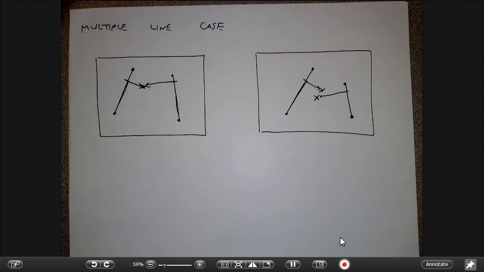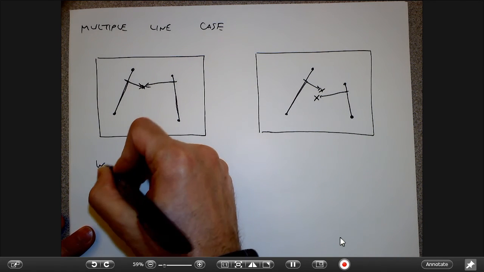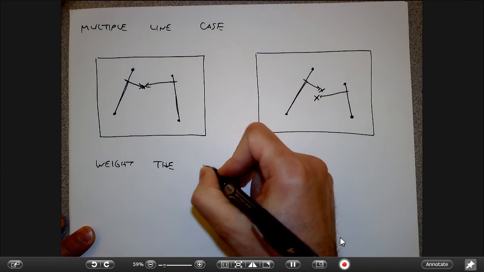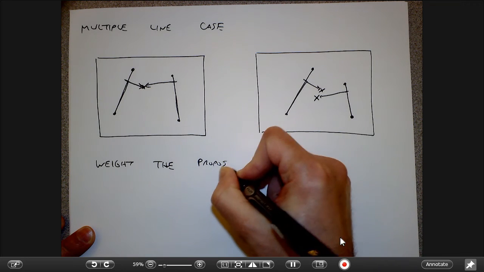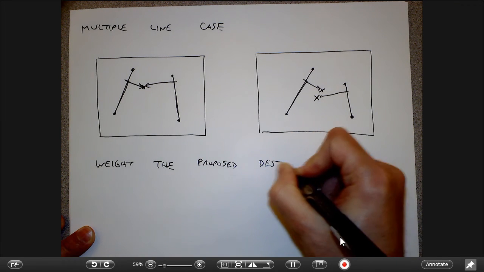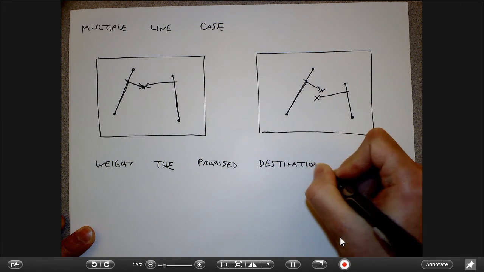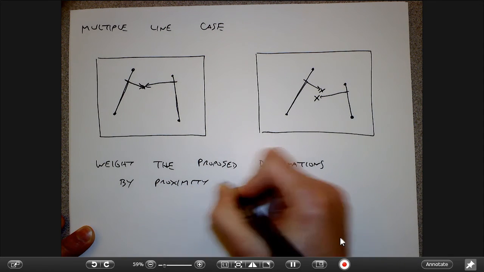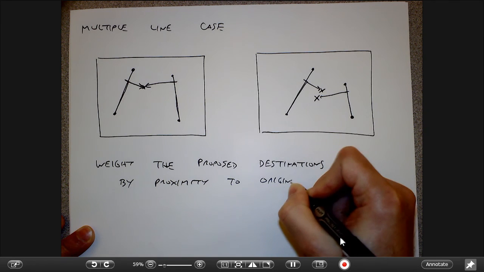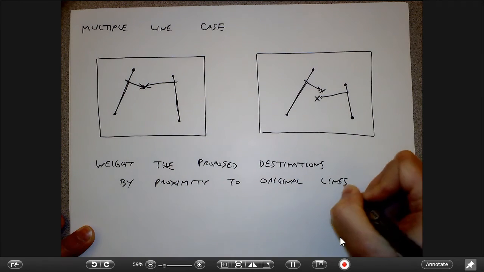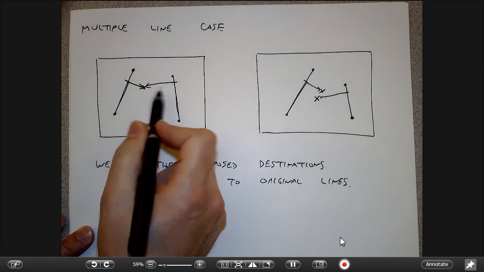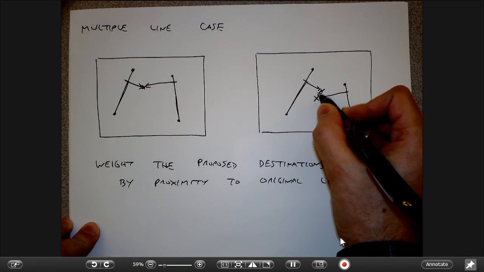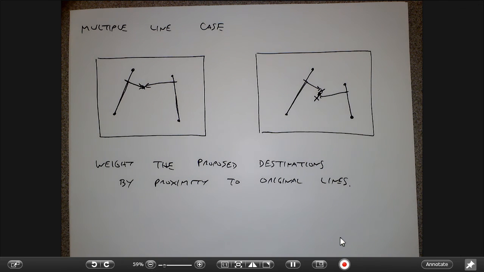And now the idea is that what I do is I actually weight the proposed destinations by proximity to the original lines. And so what I mean by that is that if this point was really halfway between these 2 lines in the first place, then I would just say, okay, I'm going to split the difference and say this is my hypothetical correspondence, right?